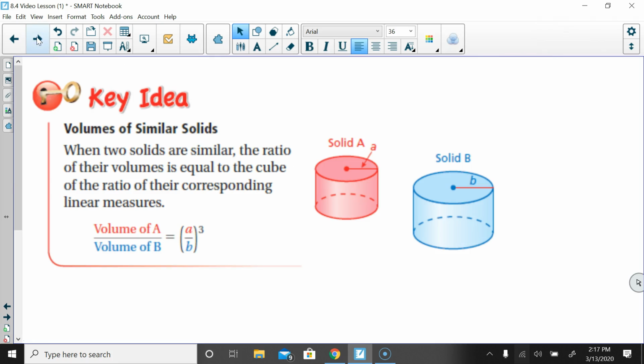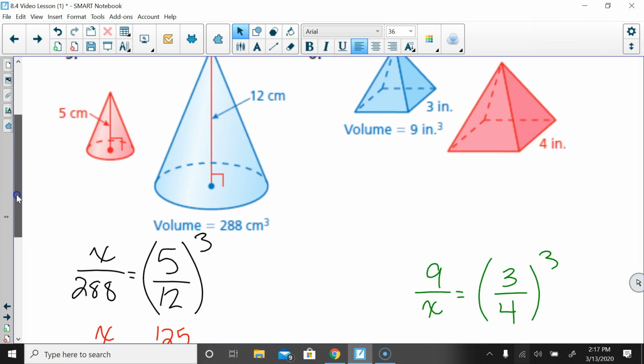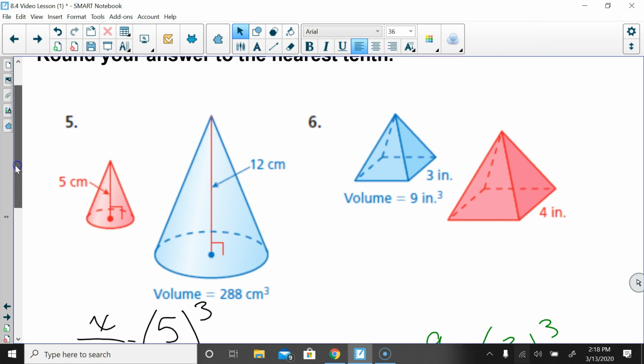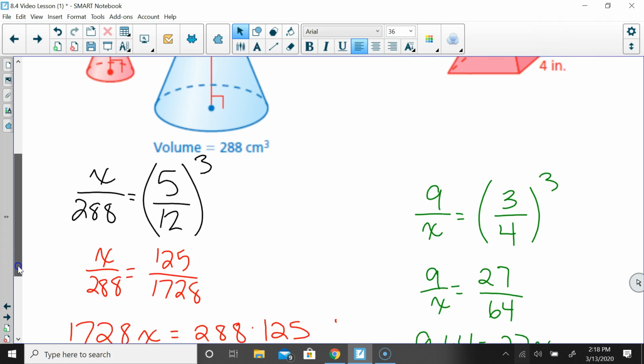Okay, next, volume. So volume of similar solids goes the same way as surface area, only instead of squared, it's cubed. Let's get started. So I'm going to do 5, you're going to do 6. Round to the nearest 10th. Oh, actually I did them already. So if you want, you can pause the video now, try it on your own, but it's the same thing. So I'll do number 5 with you, I'll talk it out.